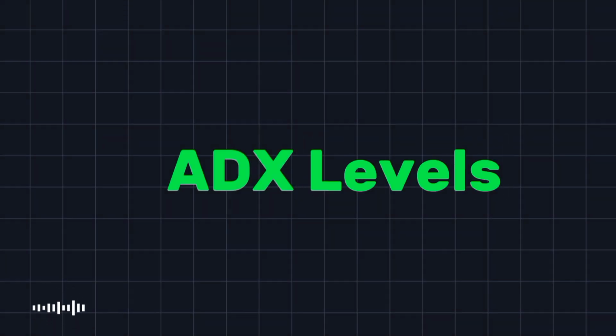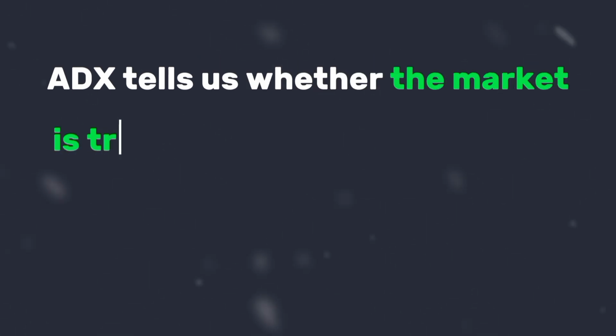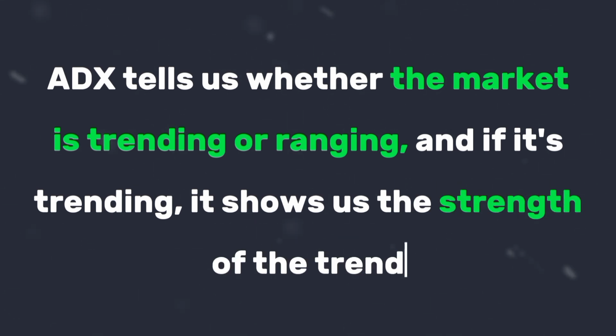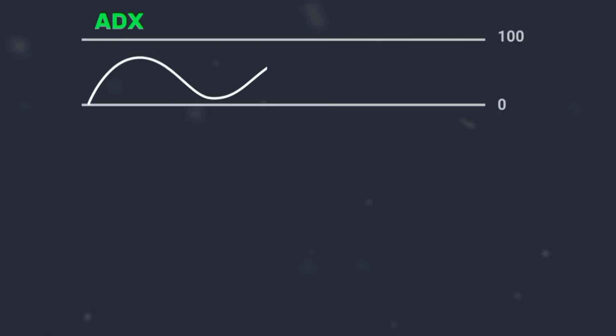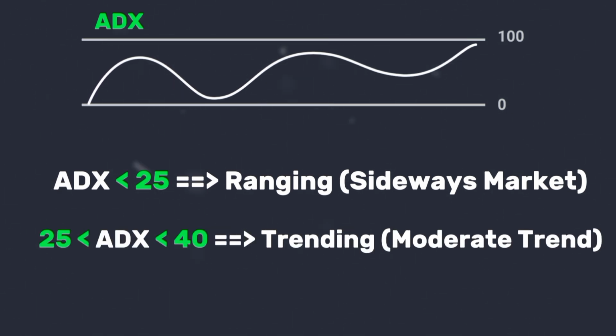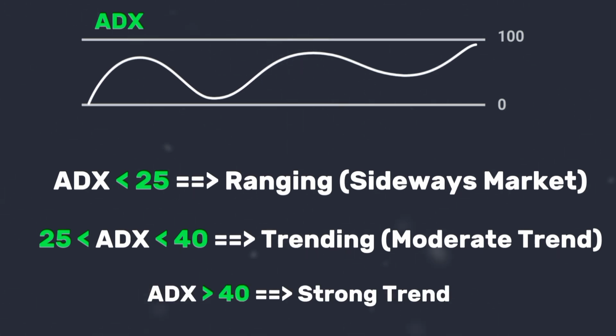ADX Levels. ADX tells us whether the market is trending or ranging, and if it's trending, it shows us the strength of the trend. ADX ranges from 0 to 100. If it's between 0 and 25, it means the market is ranging. If it's between 25 and 40, it means the market is trending, but the trend is not very strong. If it's above 40, it indicates a very strong trend.